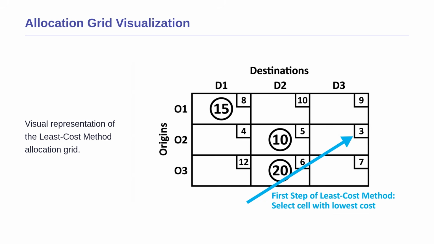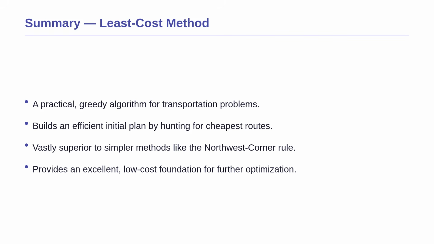Notice the arrow pointing to the cell with a cost of 3? This highlights the very first step of the least cost method, always selecting the cell with the absolute lowest cost to begin. We have now covered the full topic of the least cost method. Let us review the key takeaways.